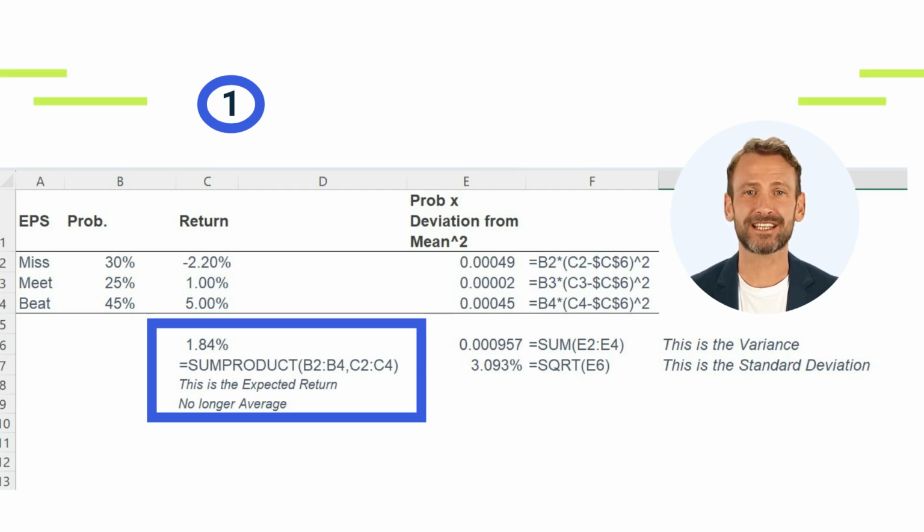Let's review the steps necessary to calculate the standard deviation in this case of probabilistic scenarios. First, we calculate the expected return for this firm. In this case, statistically, the expected return is the average of the returns from each scenario weighted, or in other words, multiplied by its respective probability of occurring. The expected return in this context is 1.84%, and as you can see, it is not the same as the arithmetic mean. Don't let this confuse you.